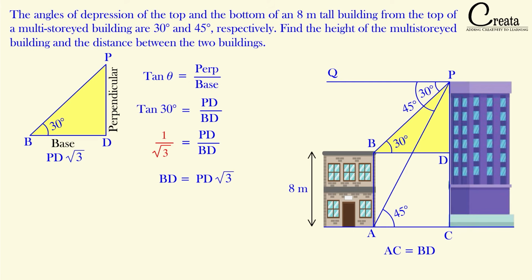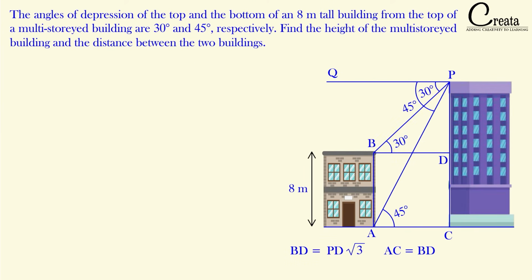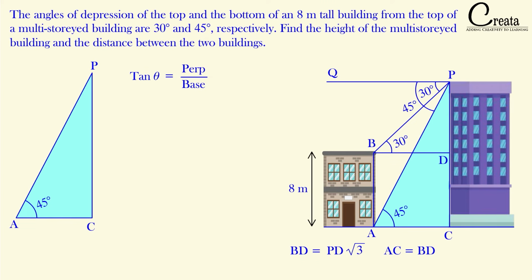Okay, we have solved for the value of BD. Why? Because in the second triangle also the base is same. So we can use this value to solve for the second triangle. Let's see how this is applicable. Let's take the triangle PAC. Here again, let's apply tan theta, which is perpendicular upon base. So tan 45 degree will be equal to PC upon AC.